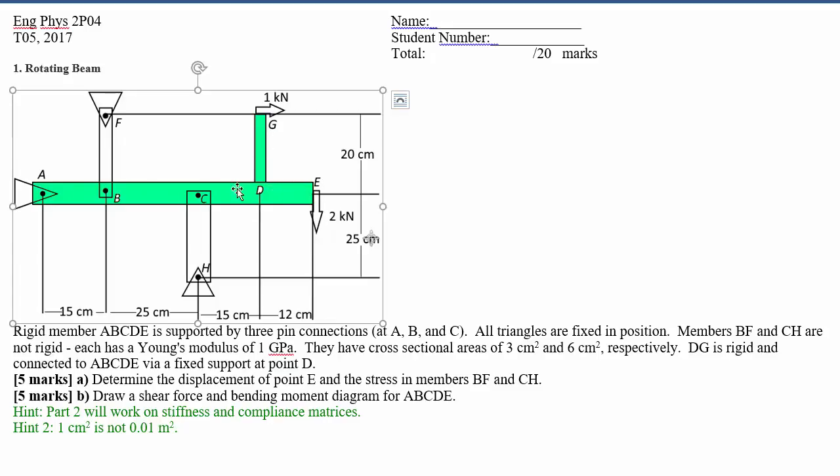Okay, so what we are dealing with here is we got this rigid member A, B, C, D, E, and DG is also rigid there, and we have these two external forces applied, and we're going to look at how this thing moves around.